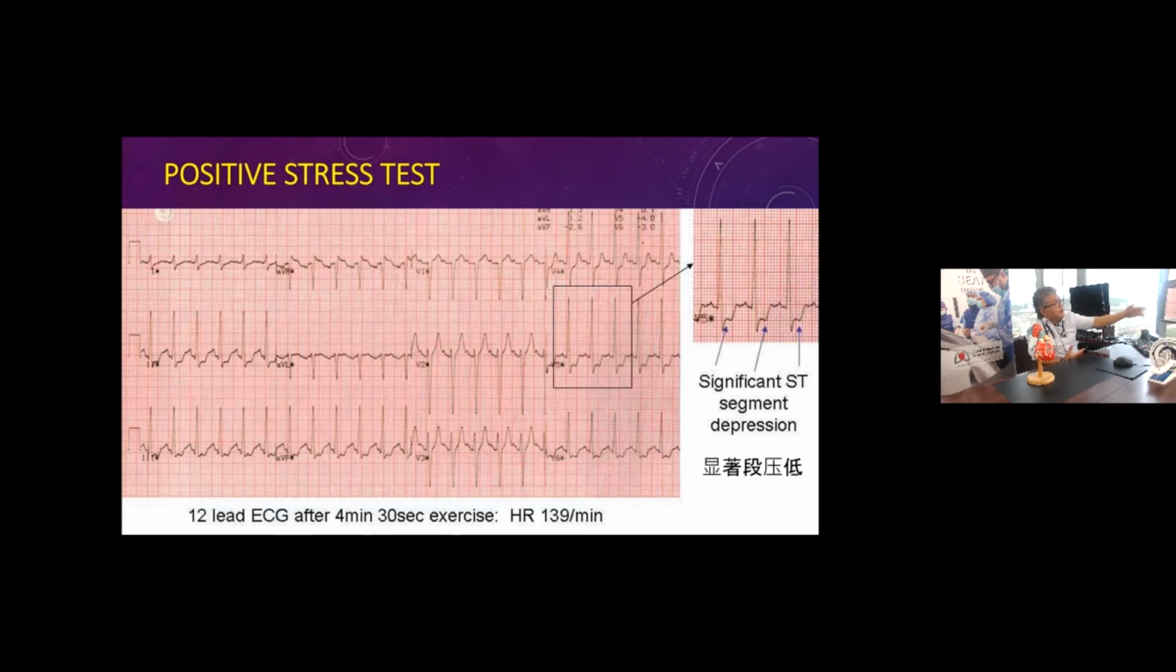This is an example of what happens with the treadmill test. Instead of the ST segment going up, as it does during a heart attack, with a stress test it goes down. A normal stress test won't change; it will just stay flat. So this person developed ECG changes after 4 minutes of running. We would say this is a positive stress test at moderate effort.